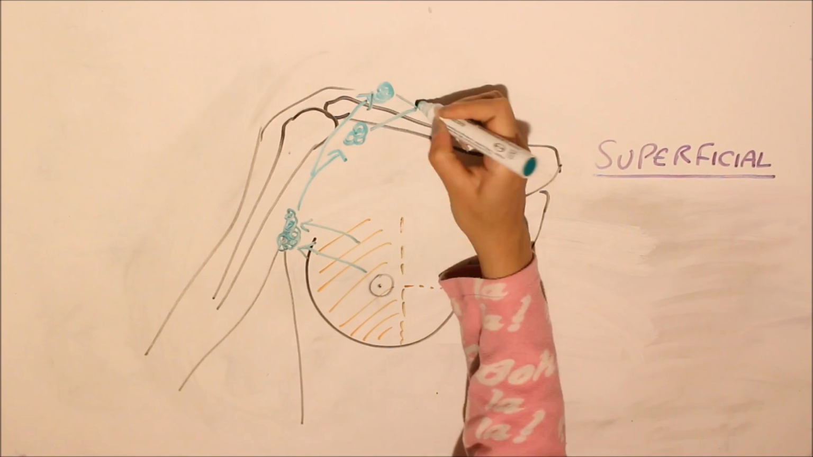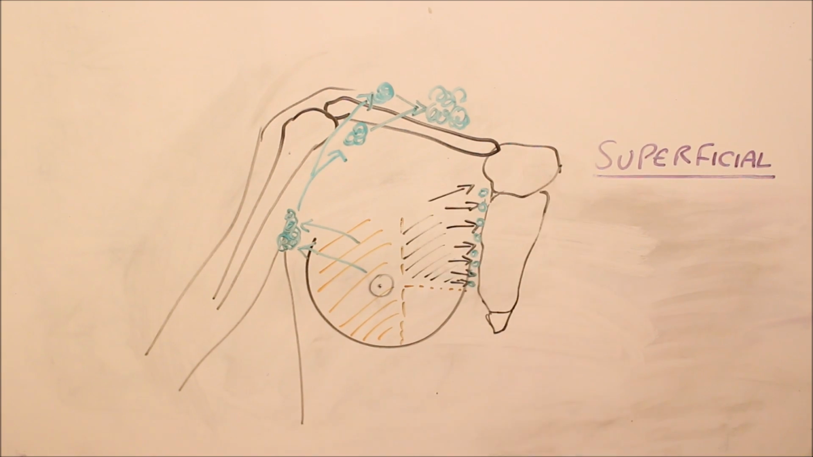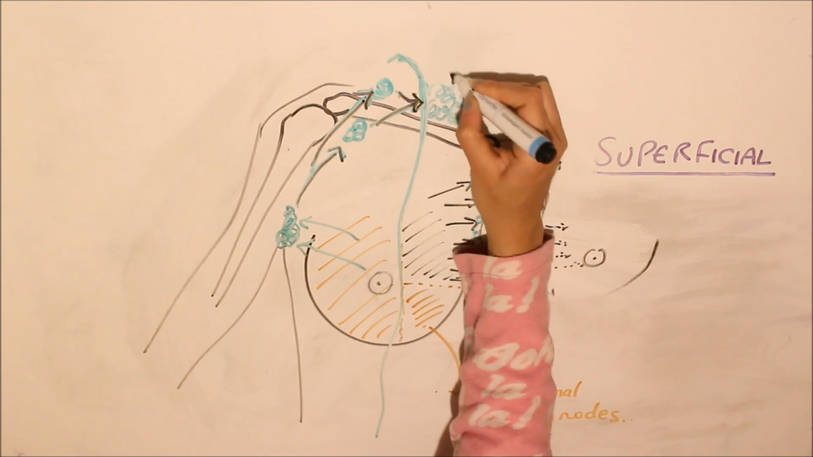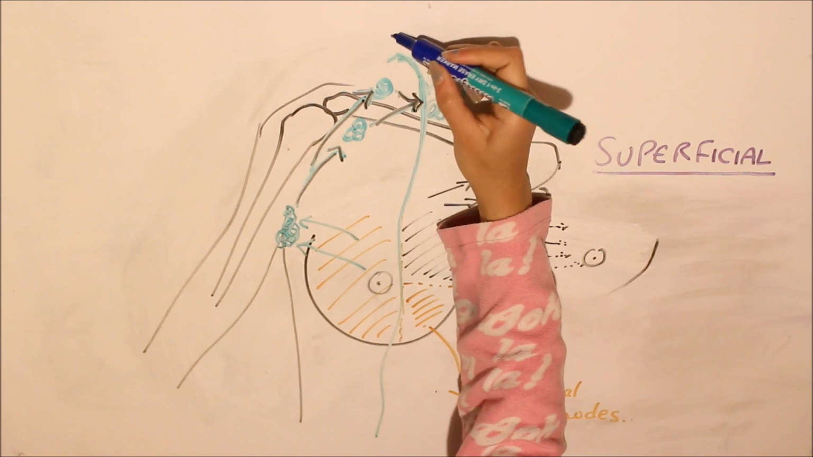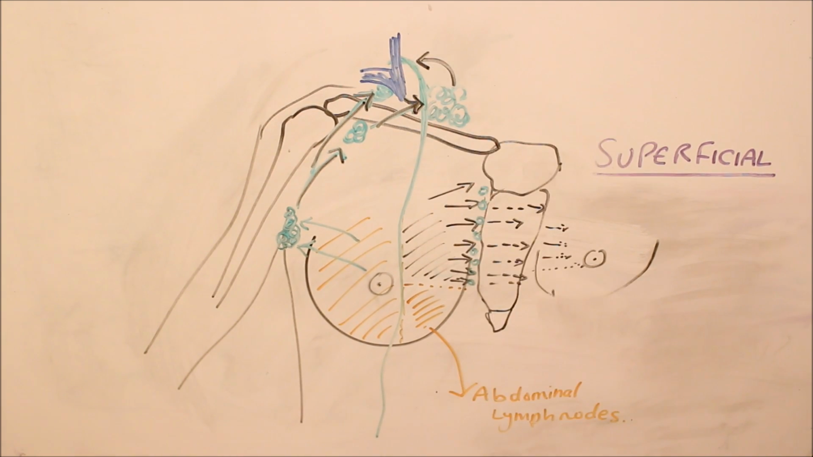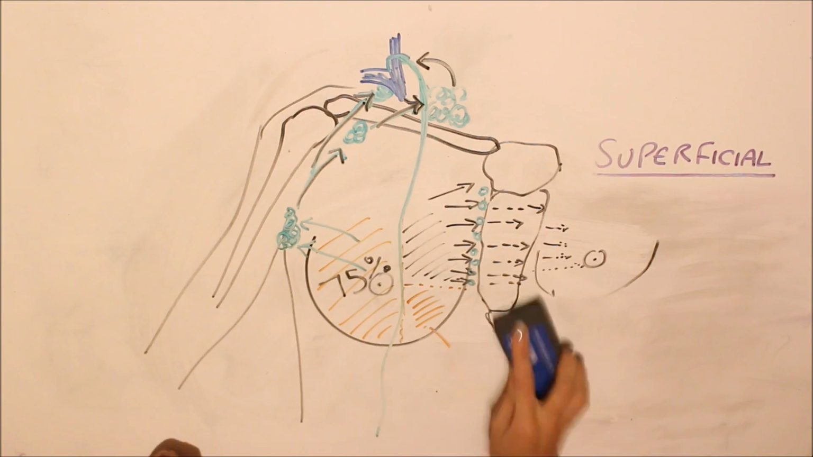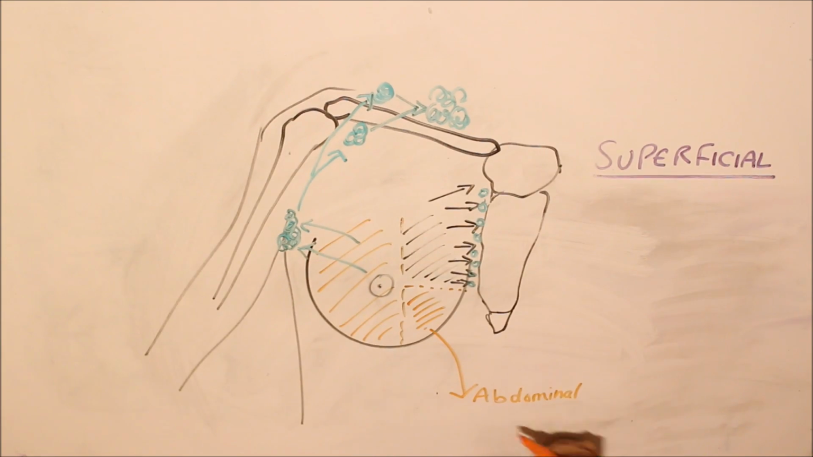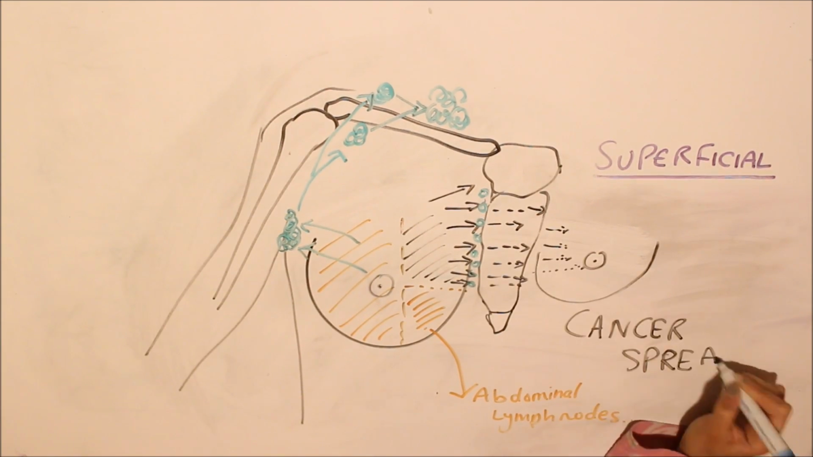The leftover quarter drains medially, with the superior medial portion draining to the opposite breast via the parasternal lymph nodes, and the inferior portion of the breast draining to the abdominal lymph nodes. This explains the possible route of cancer spread from one breast to another.